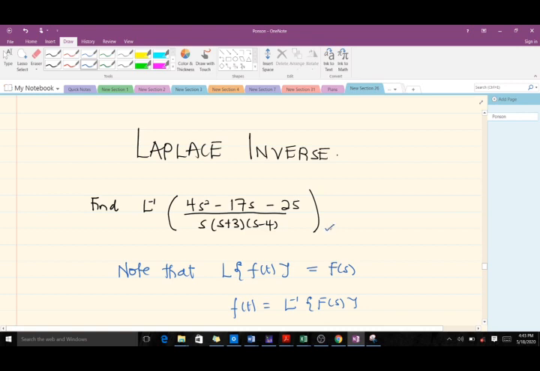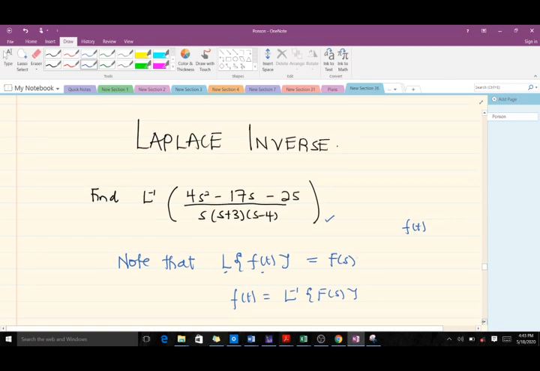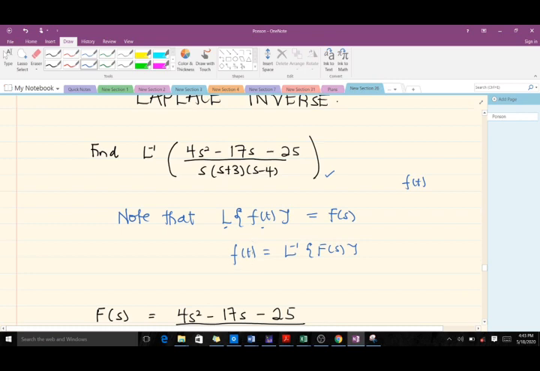Before that, note that when we have a function f of t, the Laplace of our function f of t is a certain F of s. And when we want to find our f of t, that means we have to find the Laplace inverse of our F of s. So finding f of t is the Laplace inverse of our F of s.